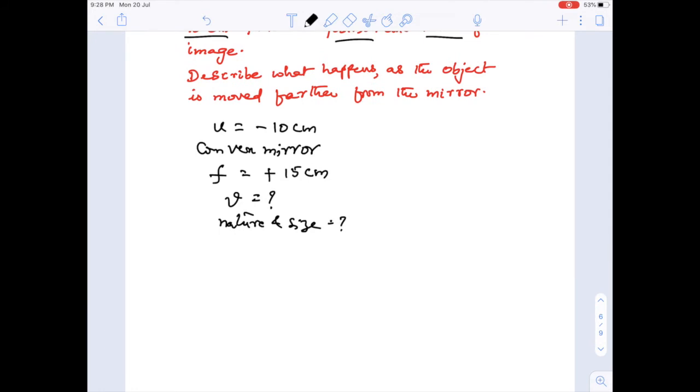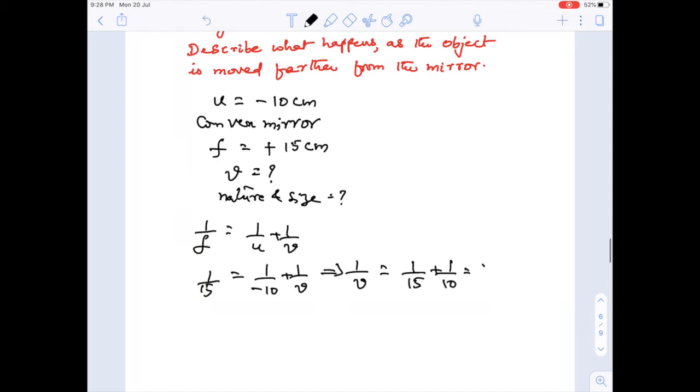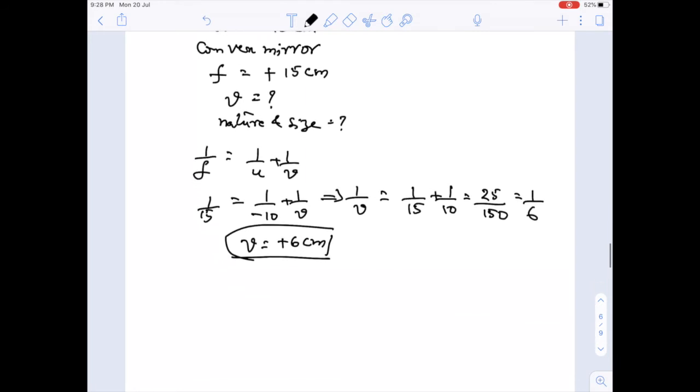So, let us first solve this using the mirror formula. 1 by f is equal to 1 by u plus 1 by v, so that is 1 by 15 is equal to 1 by minus 10 plus 1 by v, which implies 1 by v is equal to, I will take this to the other side, 1 by 15 plus 1 by 10, and that will be equal to 25 when you take the LCM and simplify. So, that will be equal to 1 by 6. So, v is equal to plus 6 centimeters. So, the image position is plus 6 centimeters.